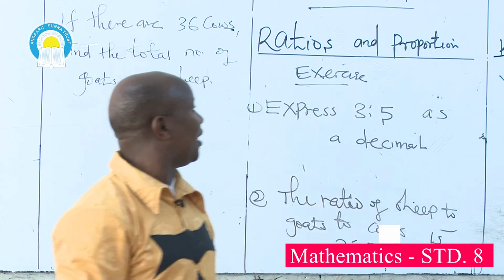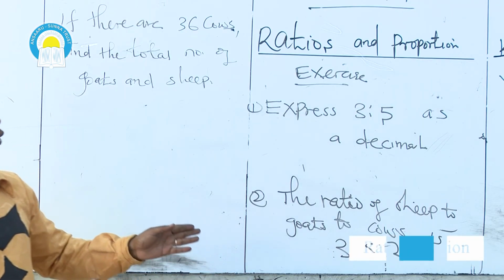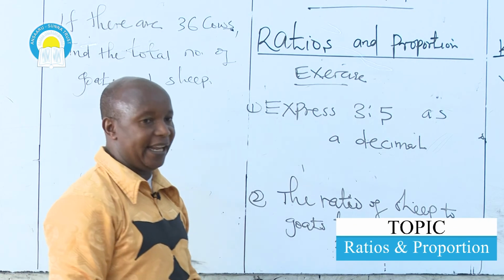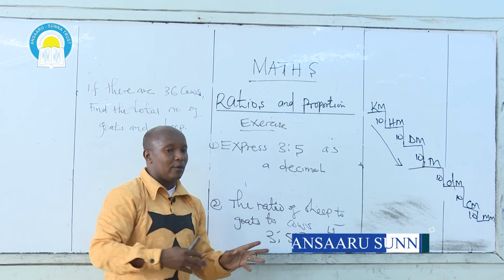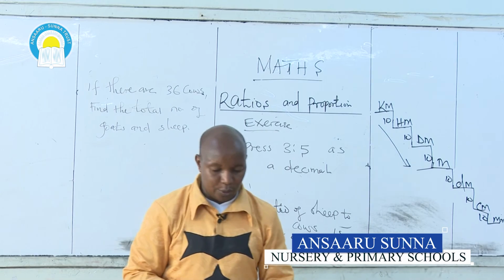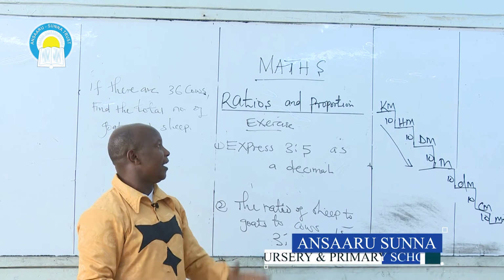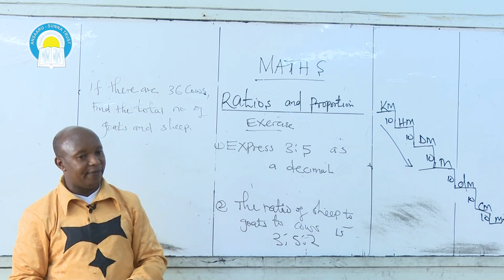Class, the next lesson now will go to direct and indirect proportion. So you can revise on your own so that when I teach again, you will have an idea on how to work out direct and indirect proportion.